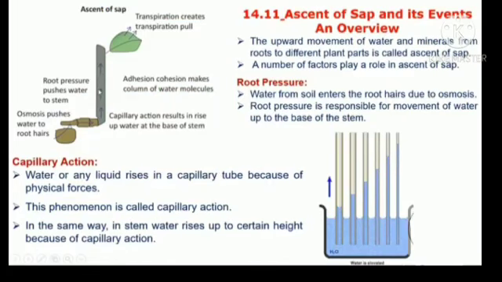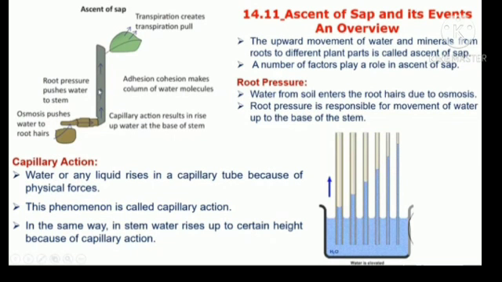Ascent of sap and its events. Here osmosis pushes water into the root, and capillary action results in the rise of water at the base of the stem. Root pressure pushes water to the stem and then adhesion and cohesion make a column of water molecules. As a result, transpiration creates transpiration pull. The upward movement of water and minerals from roots to different parts of the plant is called ascent of sap.